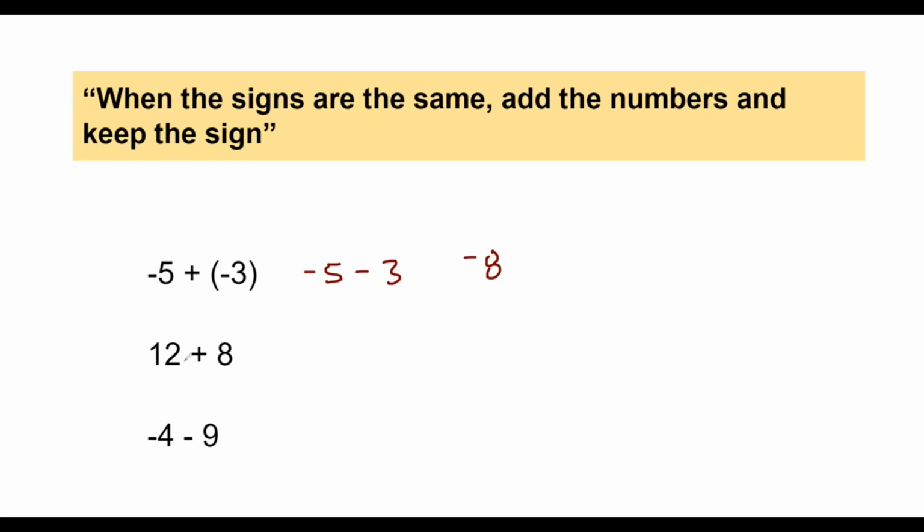Here we have 12 plus 8. They're both positive, so we just add those together. Our answer is 20, and we leave it positive. Down here, minus 4, minus 9. There is a minus sign in front of both of those numbers. We add the two numbers. What I mean by that is we add the 4 and we add the 9, and we get 13. And then we make it negative because they were both negative.